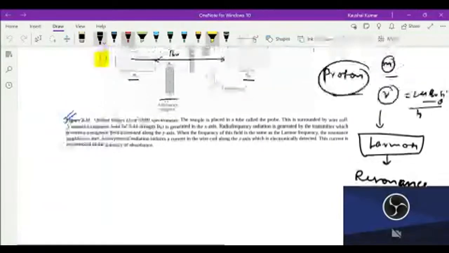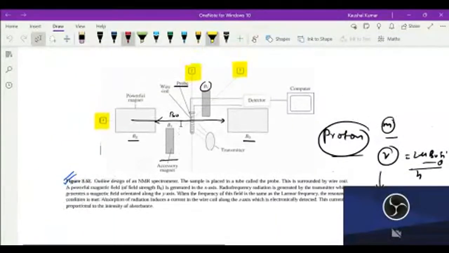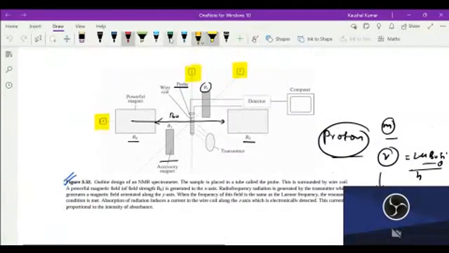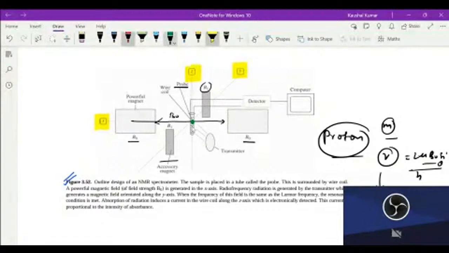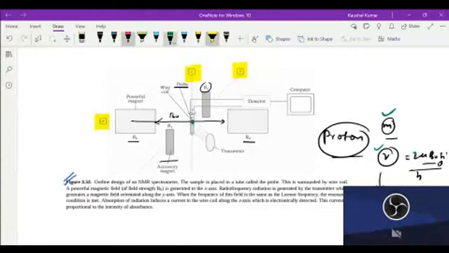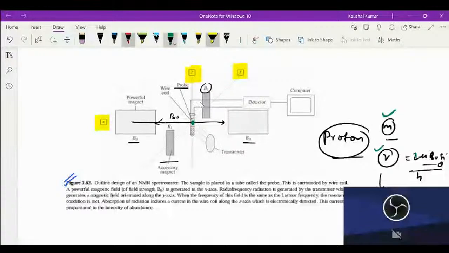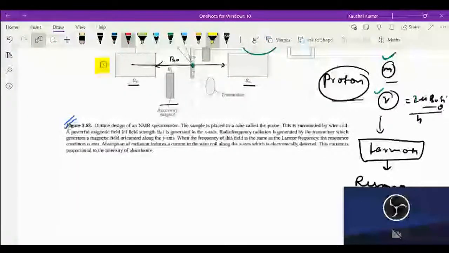Again, I am saying there are two powerful accessory magnets put here, and at this spot you are giving your isocitrate dehydrogenase. Suppose I give one enzyme. This isocitrate dehydrogenase will change the spin, that magnetic quantum number. The value will be this, as we already studied above. Because of this, the resonance will occur, and that resonance will be read by this detector, and the detector will show it on the computer.